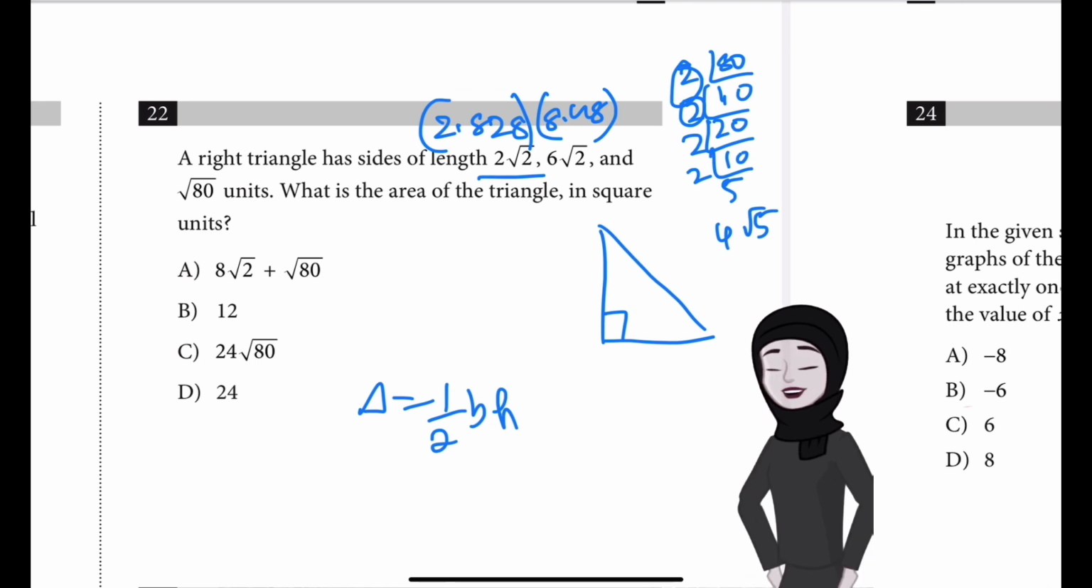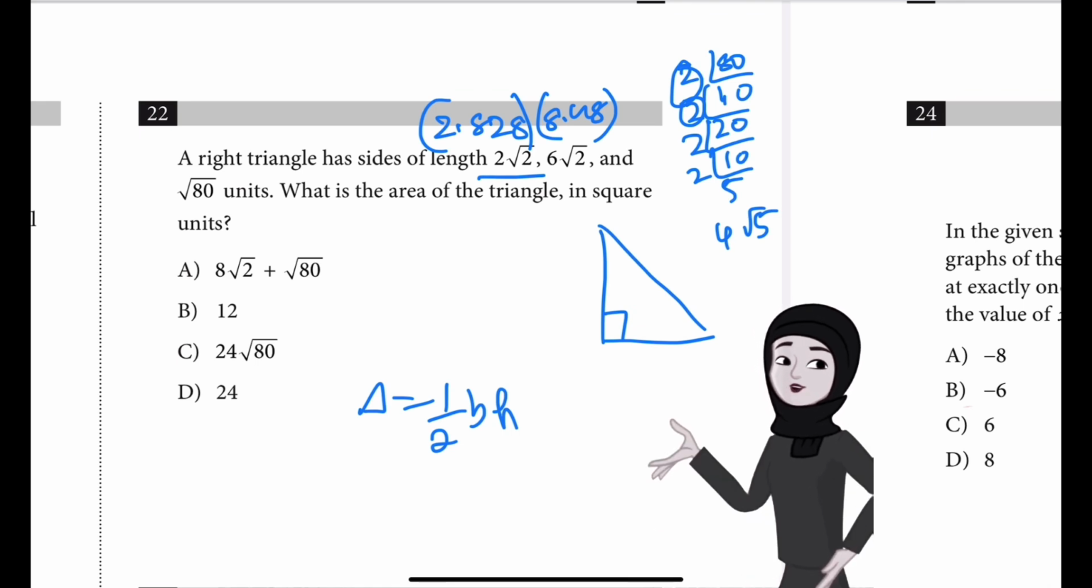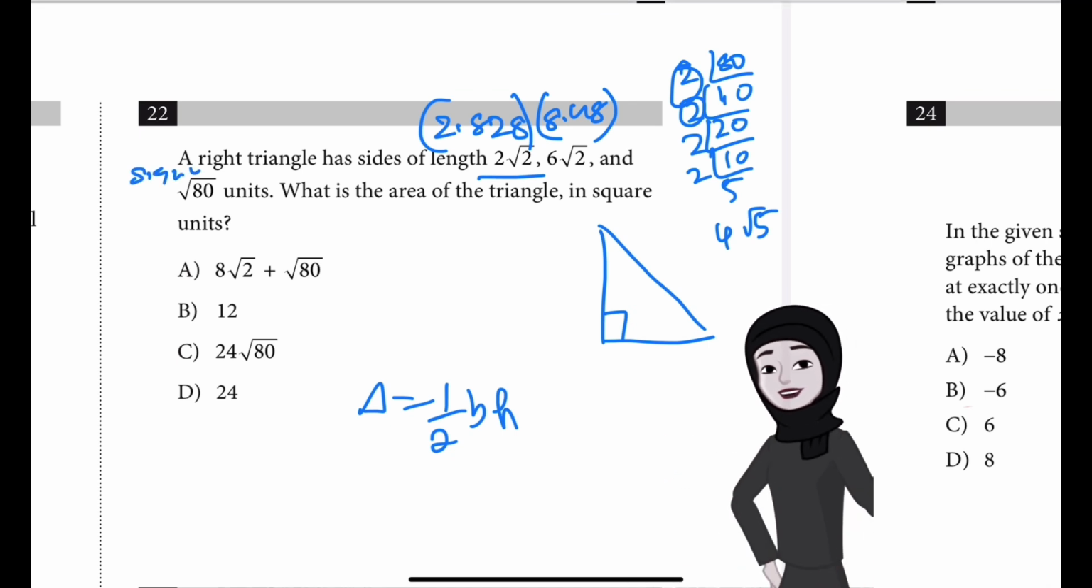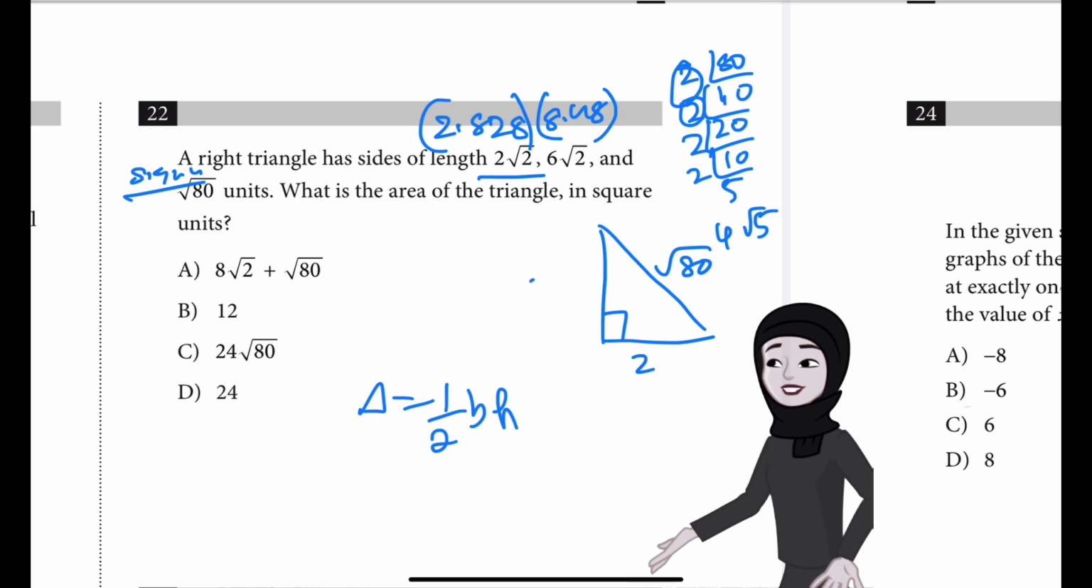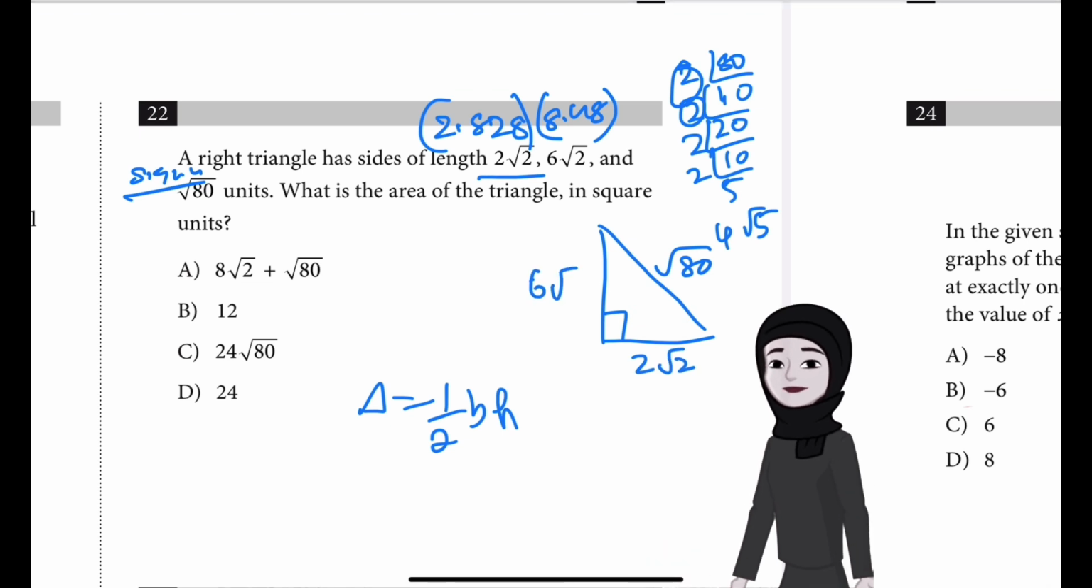And 80, if you take the square root, that is equal to 8.944. So the biggest length is square root of 80, which is equal to 8.944. That will be over here. And let's say this length is 2 root 2 and this length is 6 root 2.